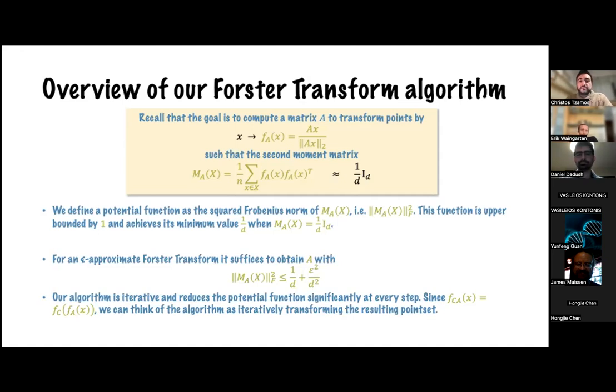So if I first transform the points and then transform them again, it's the same as applying the product of the two matrices on the original point set. A good way to think of this is that at every step we leave the points at some place and then try to improve them again.